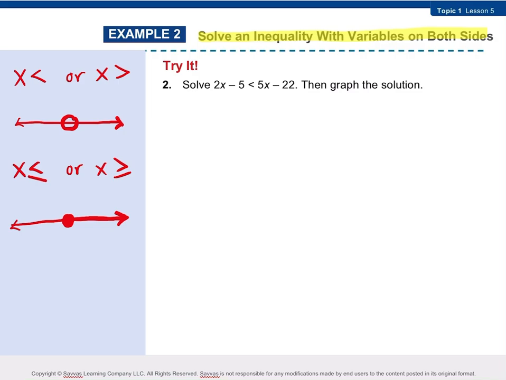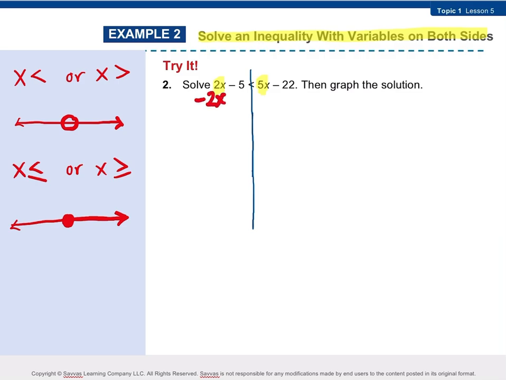Here we have a new example. It's also still less than, so we're still doing open circle, but I just wanted to mention that. If I have x on both sides, I want to first eliminate one of those x's. So I have 2x and I have 5x. I want to isolate just one x. So I can just eliminate one of them. I can subtract the whole term away. Maybe I'll do the smaller one. Then I might not have to deal with a negative.